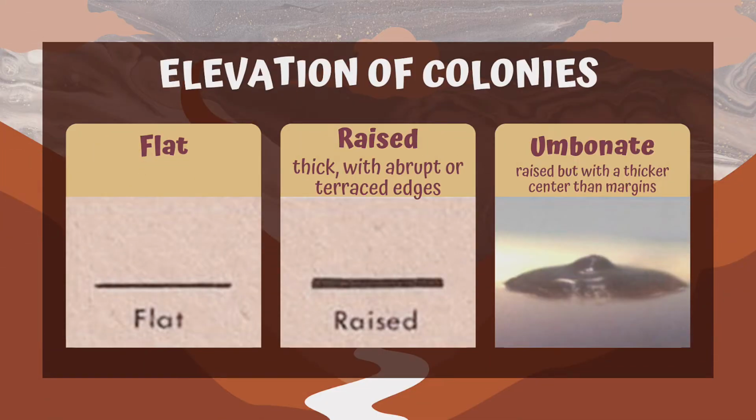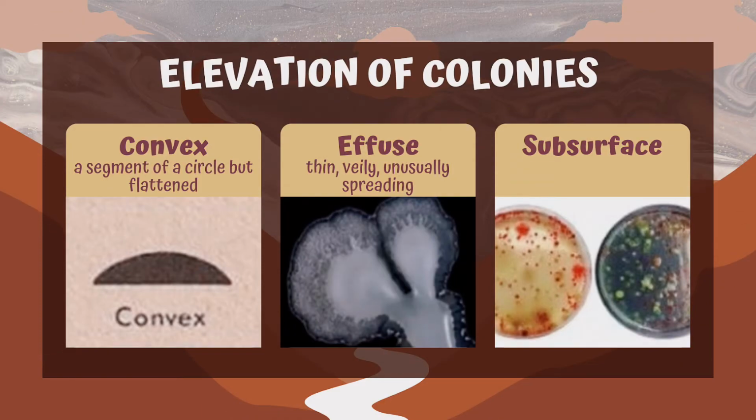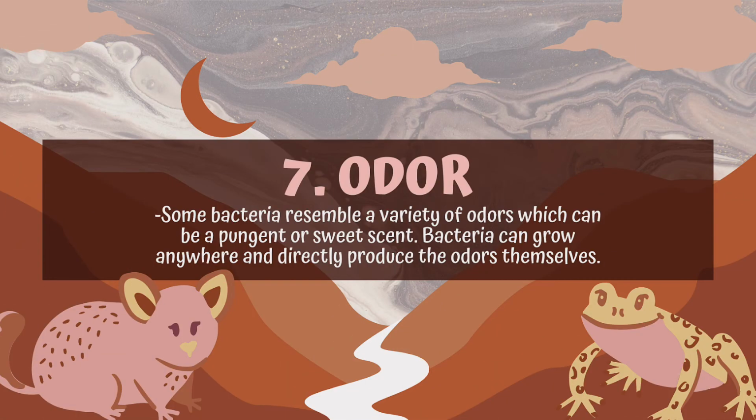For the sixth characteristic, we have the elevation of colonies. These are flat, raised, umbonate, convex, effuse, and subsurface. The second to the last characteristic is odor.